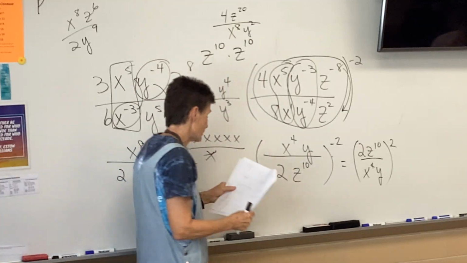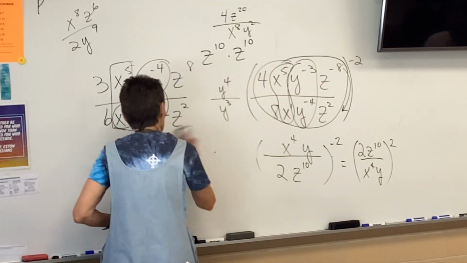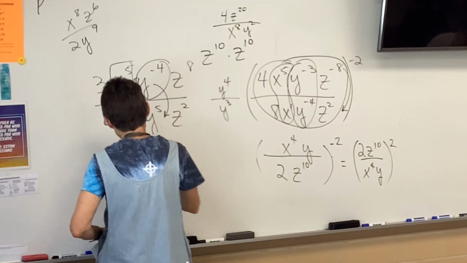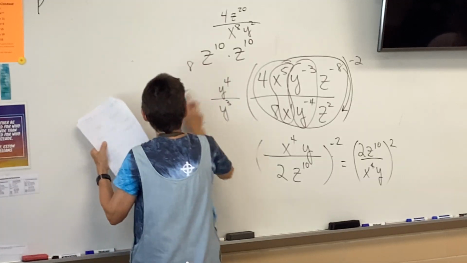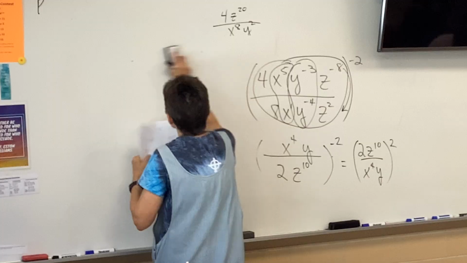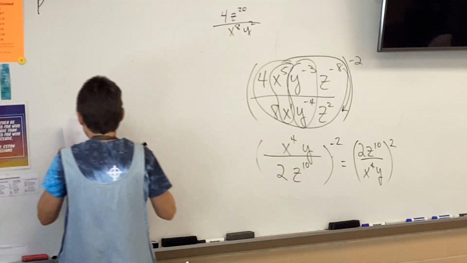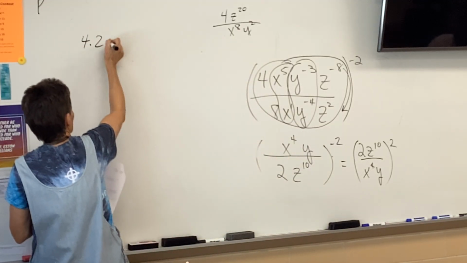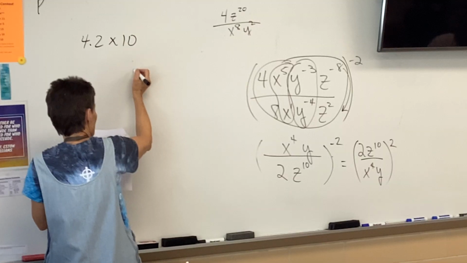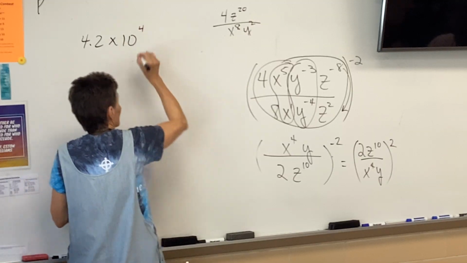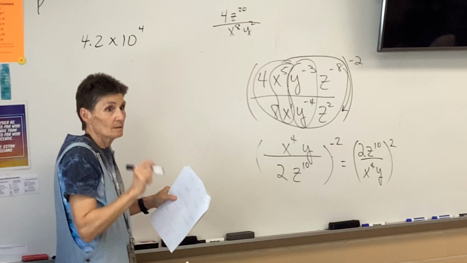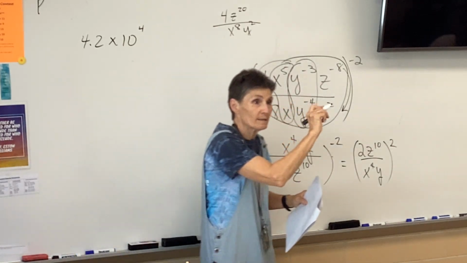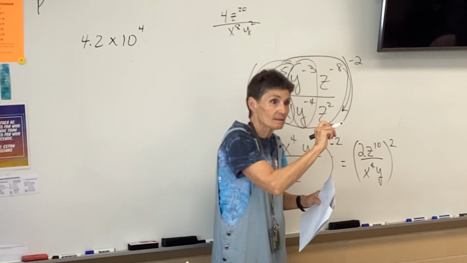Writing scientific notation. You've all had chemistry, so you know what this is. What would scientific notation for problem 8a be? 4.2 times 10 to the 4th. Does everybody understand where that 10 to the 4th came from? We move the decimal point 4 places.